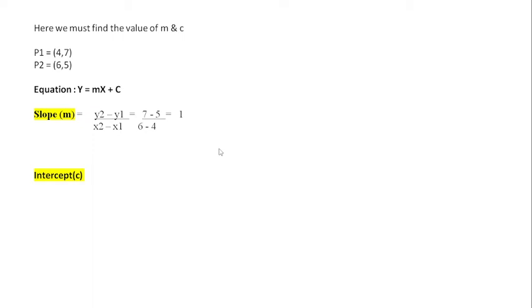Let's find out the intercept value for this. Here we are taking the point 4 and 7. So y is equal to mx plus c, wherein our y value is 7, m is 2 and x value is 4, plus c, and the intercept value is 1.